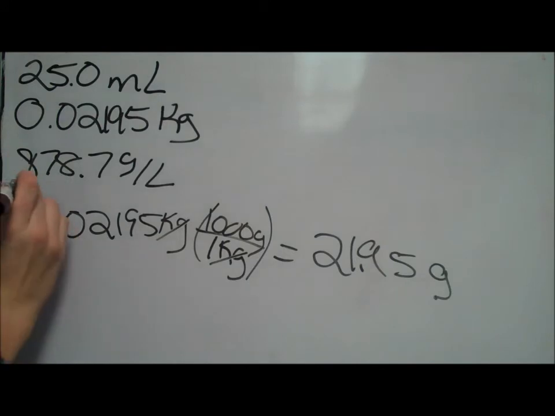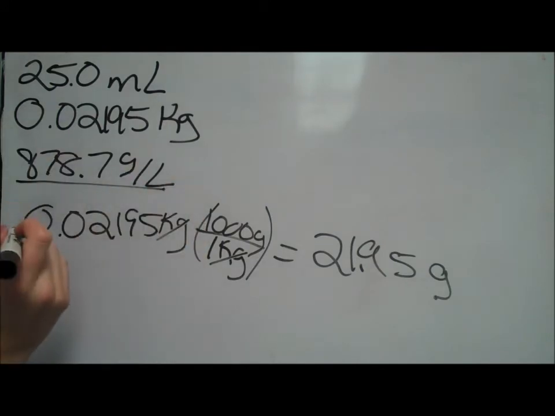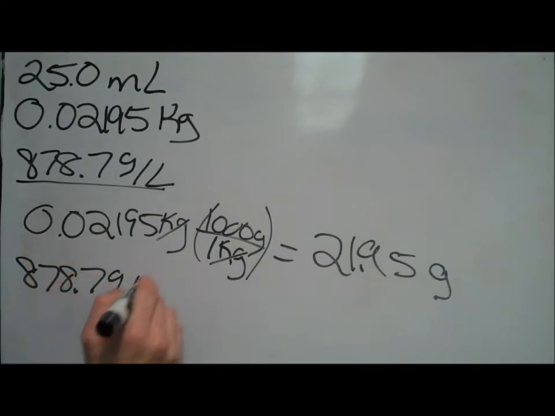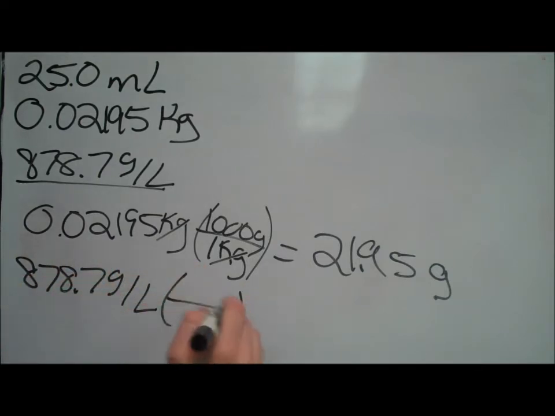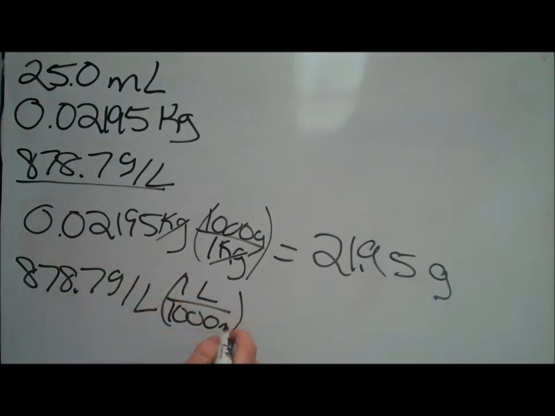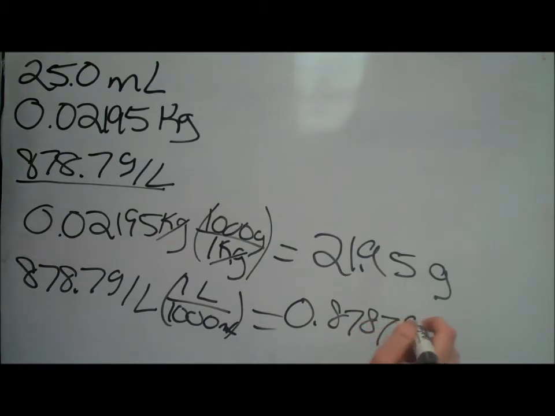Now we want to change this density of benzene into grams per milliliters. We put liters on the top to mark it out, and then 1 liter is 1,000 milliliters. This gives us 0.8787 grams per milliliter.